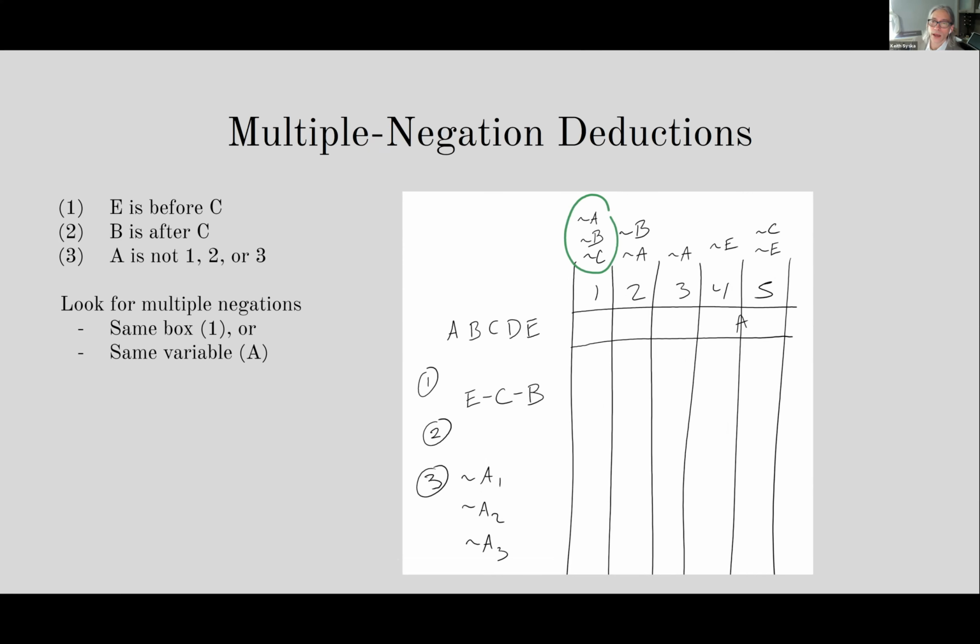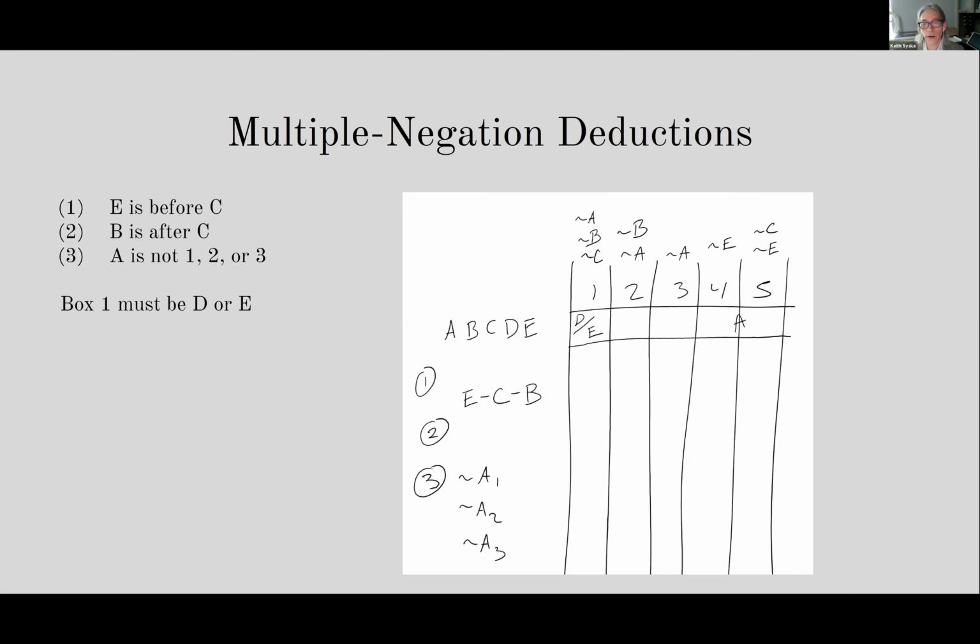We already derived the multiple negation deduction for A. We just did it as a single rule deduction because all of that information was contained in one rule. But the information about A, B, and C, all of that was contained in separate rules. And so now that we've compiled all of those negations in one spot, it's easy to see that we can arrive at a binary deduction for spot 1 in the diagram. It has to be D or E.